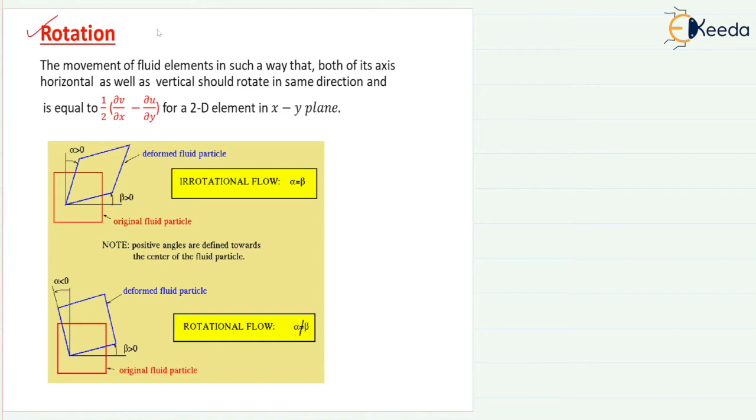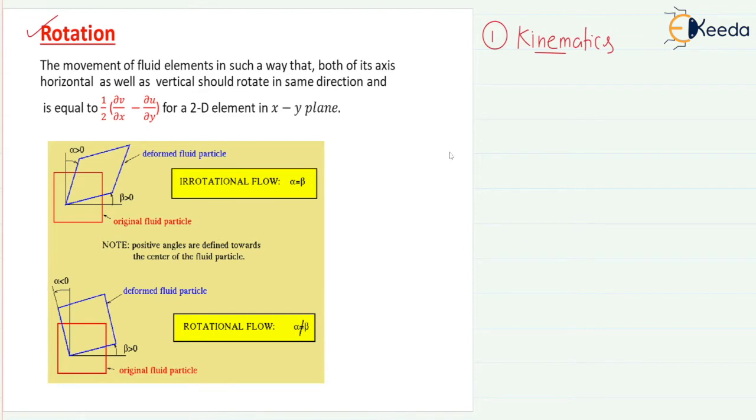So rotation we have already seen in the chapter kinematics, where we saw the definition of rotation. If the fluid particles, while flowing along the streamlines, also rotate about their own axis, it is called rotational flow. The example I gave is that the earth rotates on its own axis while revolving around the sun. That is also a good example of rotational flow.